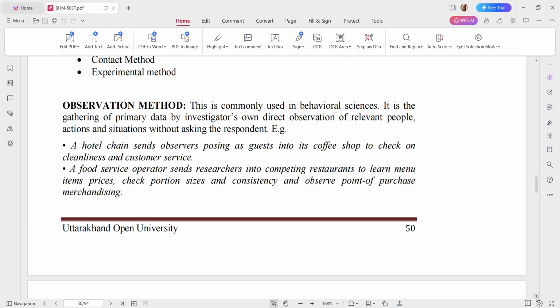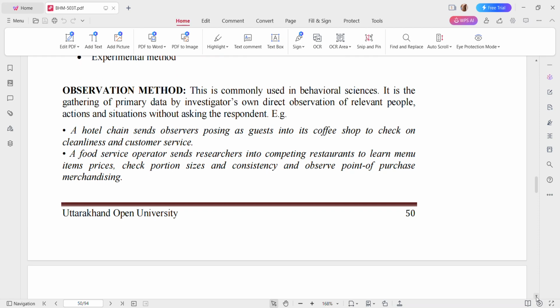Alright, now let's have here the observation method. This is commonly used in behavioral sciences. Actually, the observation method is very common, and I'm not saying that it's limited only to qualitative research, especially if you are conducting a phenomenological research, because from time to time you'll be observing your participants, their reactions, their gestures, because you'll be taking field notes. It is the gathering of primary data by investigators through direct observation of relevant people. An example is a hotel chain that sends observers posing as guests into its coffee shop to check on cleanliness and customer service.